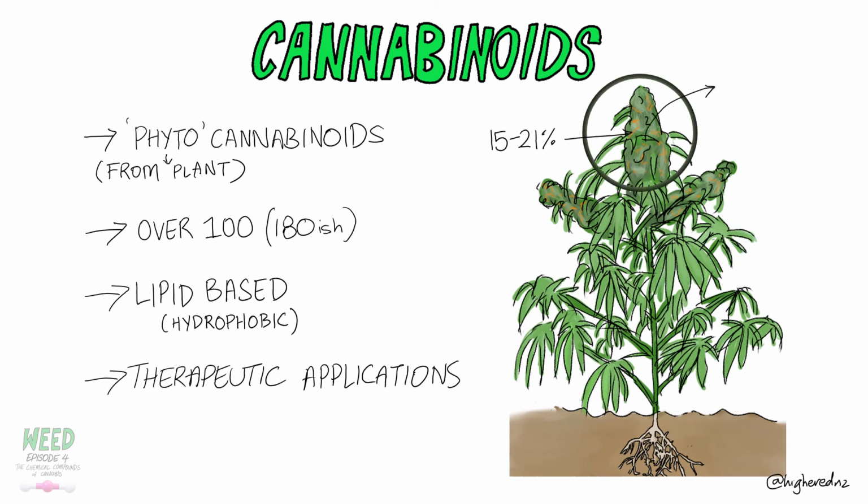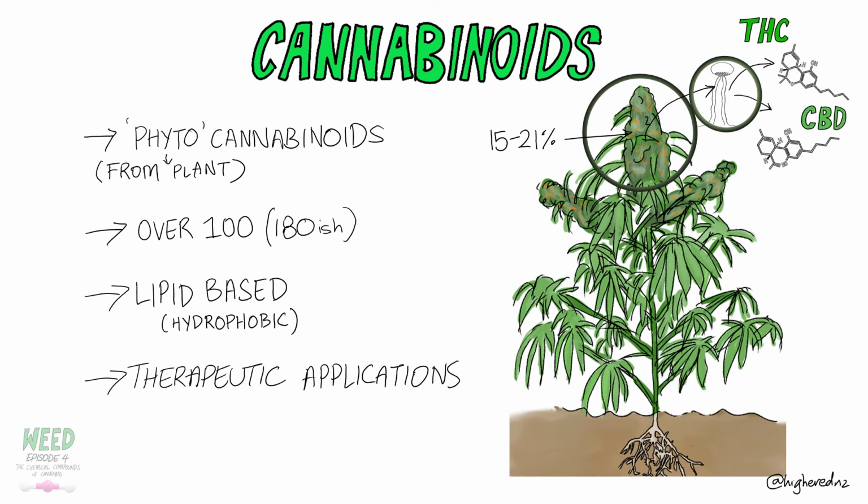They are predominantly found within the inflorescences of cannabis and the trichomes. They are also found within the leaves to a lesser extent, and trace amounts are found within the roots.